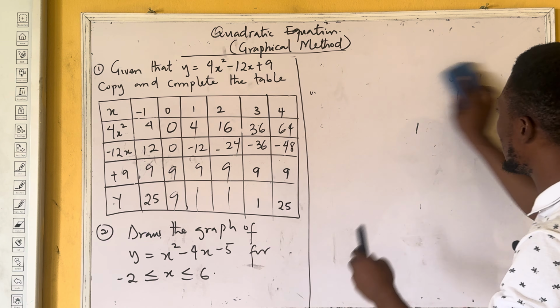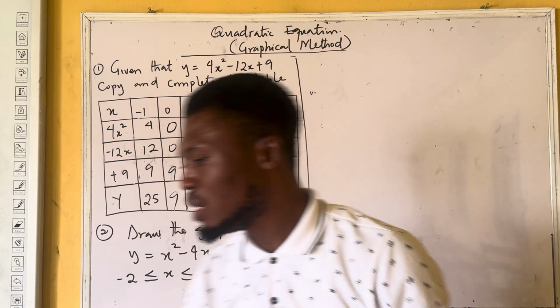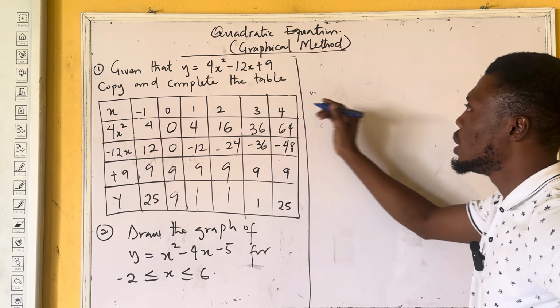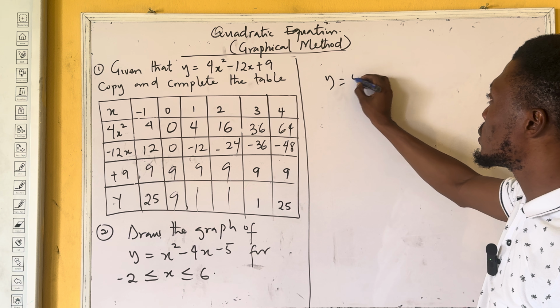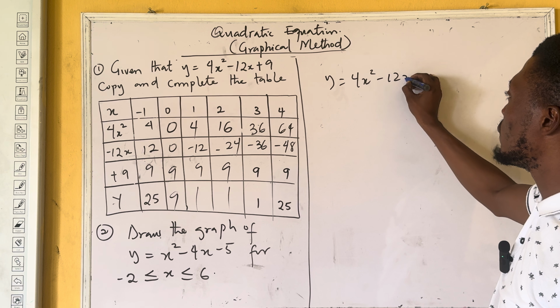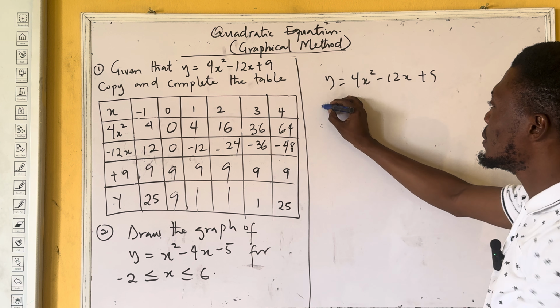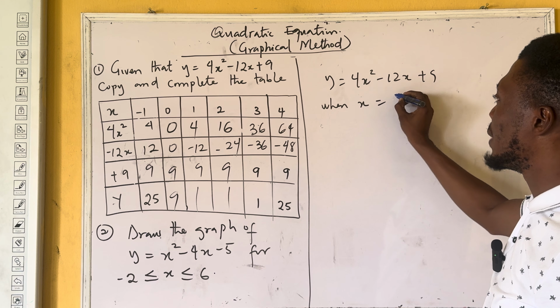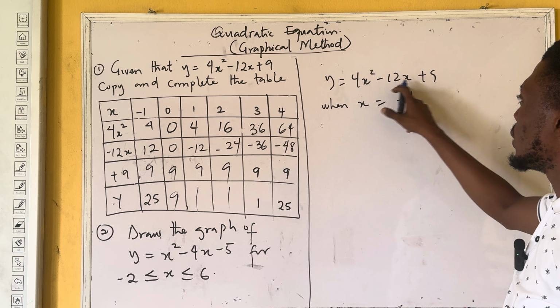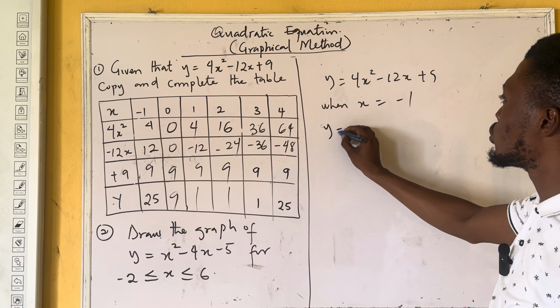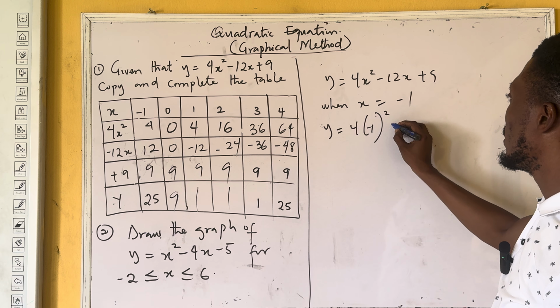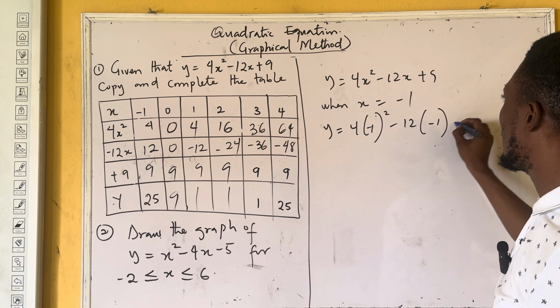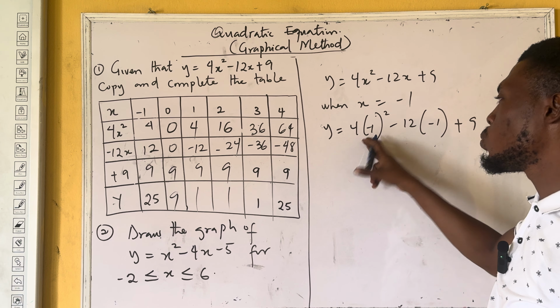Now the other step, if you don't have a tabular form, which is the same thing as this, is to impute the values into your equation. Don't forget I said use the equation, which is y equals to what? 4x squared minus 12x plus 9. Now, when x is equal to minus 1, anytime you see x, you put minus 1. So y is equal to what? 4 into minus 1 squared minus 12 into minus 1 plus what? 9. Minus 1 squared is 1.